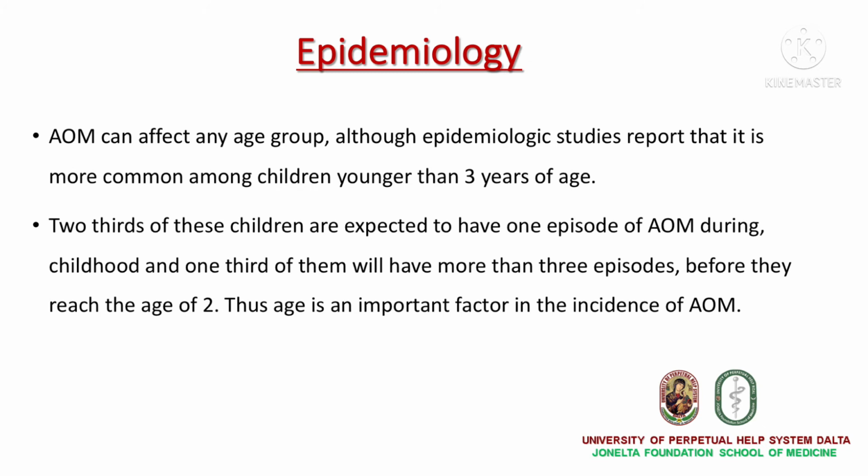Now we will talk about the epidemiology. Acute otitis media can affect any age group, though studies show it is more common among children younger than 3 years of age. Two thirds of children are expected to have one episode of acute otitis media during childhood, and one third of them will have more than 3 episodes before they reach the age of 2 years. Thus, age is an important factor in the incidence of acute otitis media.